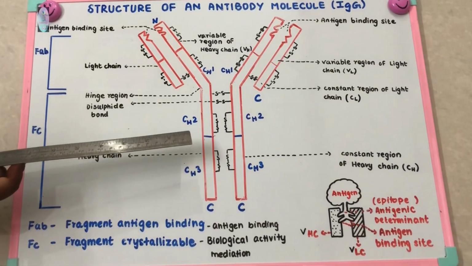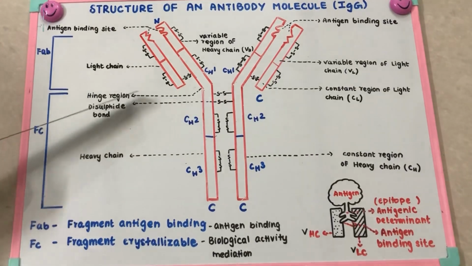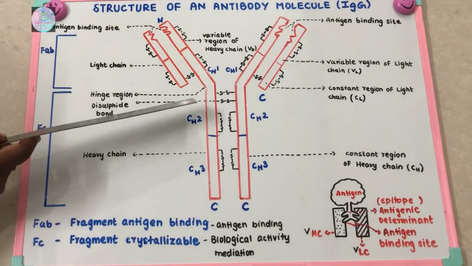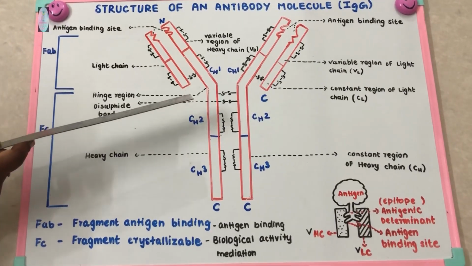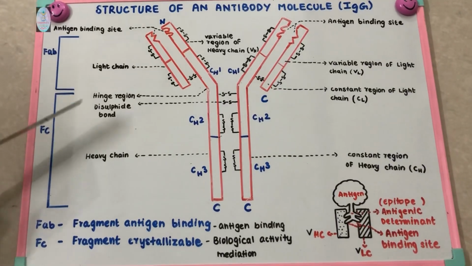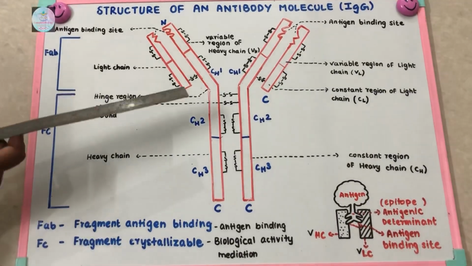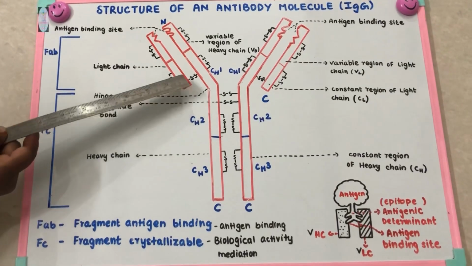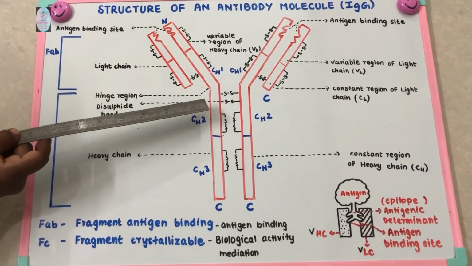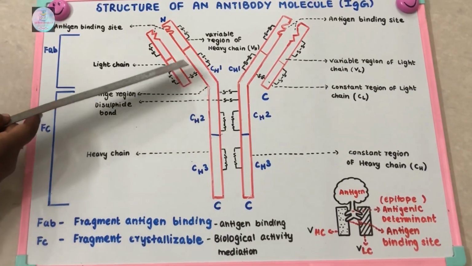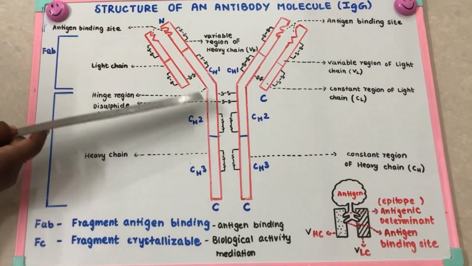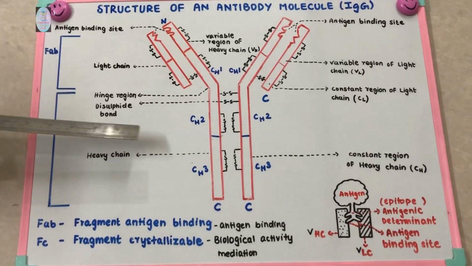Now the next is the hinge region. This is the hinge region. You can see a bend. This provides flexibility to the Y-shaped molecule of the antibody. It is the stretch of heavy chains between the FAB portion and FC portion. We will discuss these portions. It is the functional region of the antibody. Why? Because it is essential for the functioning of antibodies, and hence we say it is the functional region of the antibody. So the hinge region is nothing but the stretch between the FAB and FC portions.